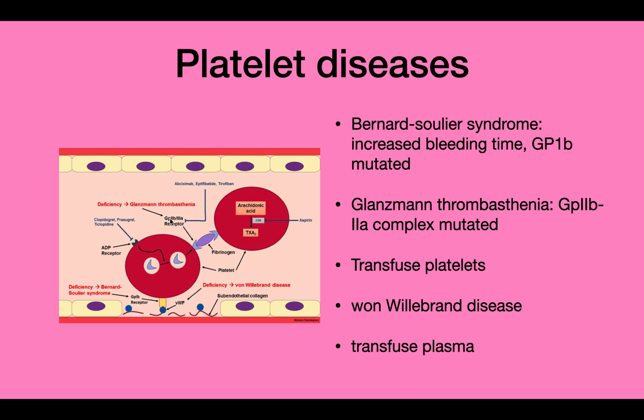So, like in this picture, let's see it here, Glanzmann thrombasthenia. So there's going to be a problem with linking the platelets together. In Bernard-Soulier syndrome, there's going to be a problem with the actual receptor on the platelets. That's why we want more platelets. We want fresh platelets. Von Willebrand is going to be a problem with the endothelial layer.